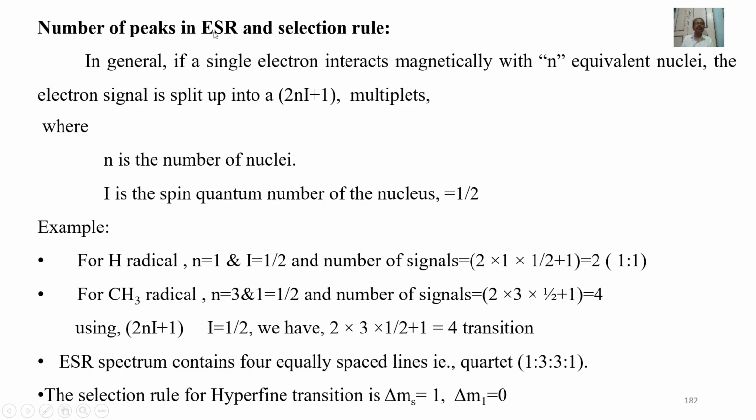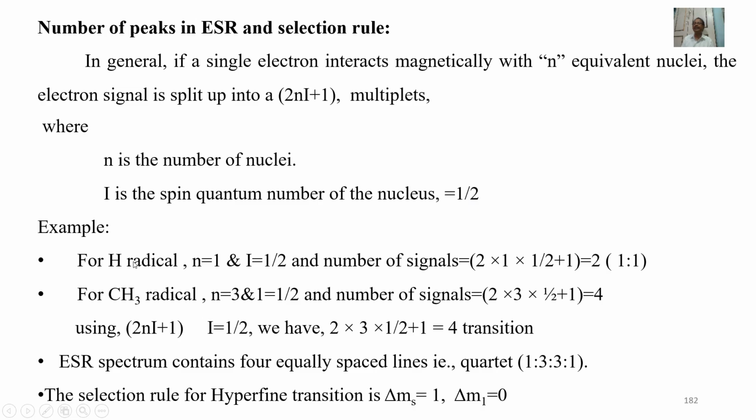Number of peaks in ESR and the selection rule. In general, if a single electron interacts magnetically with n equivalent nuclei, then the electron signal is split into 2nI plus 1 multiplets, where n is the number of nuclei and I is the spin quantum number of the nucleus, which is equal to 1/2.